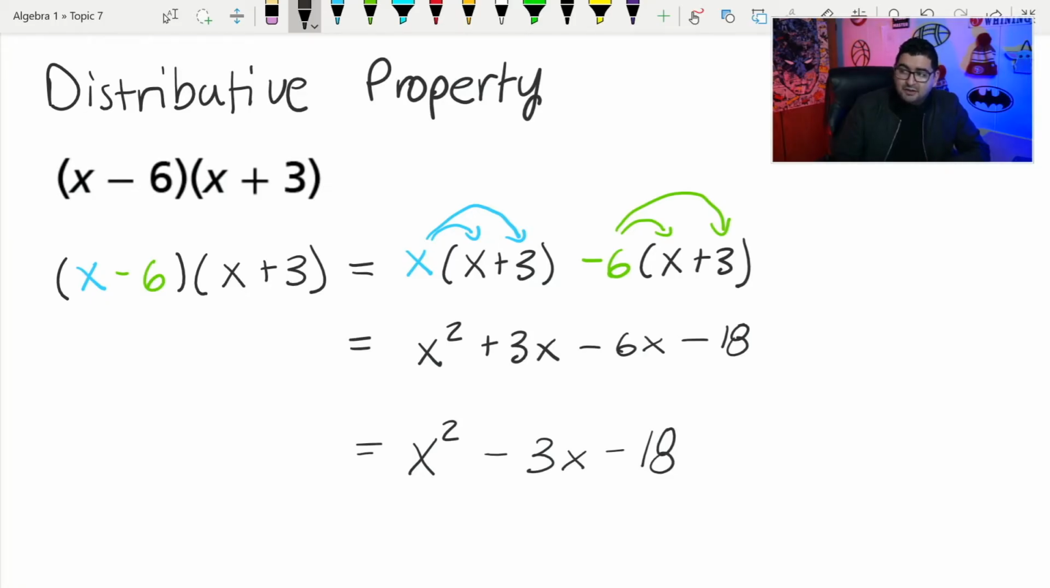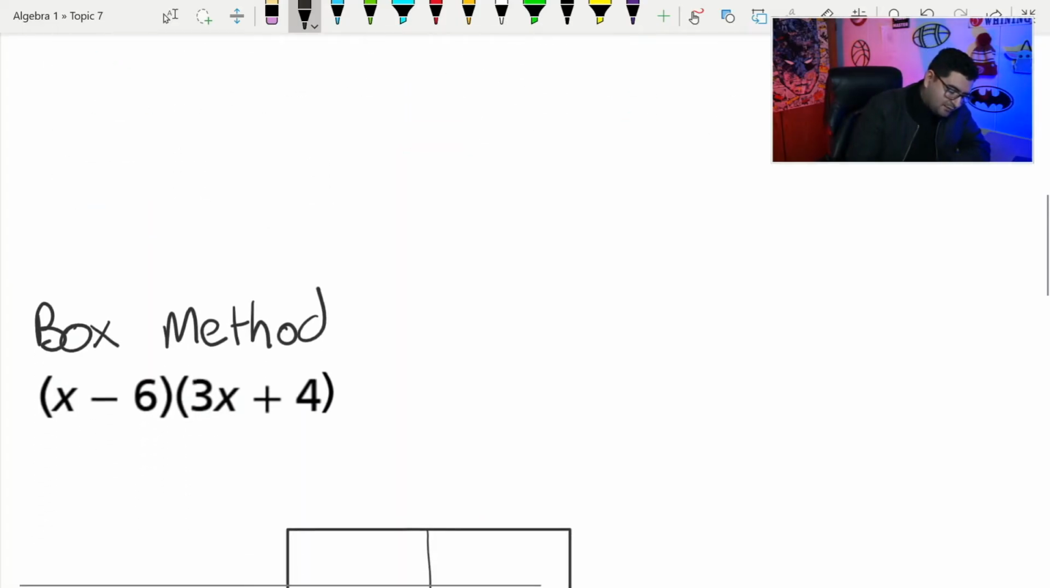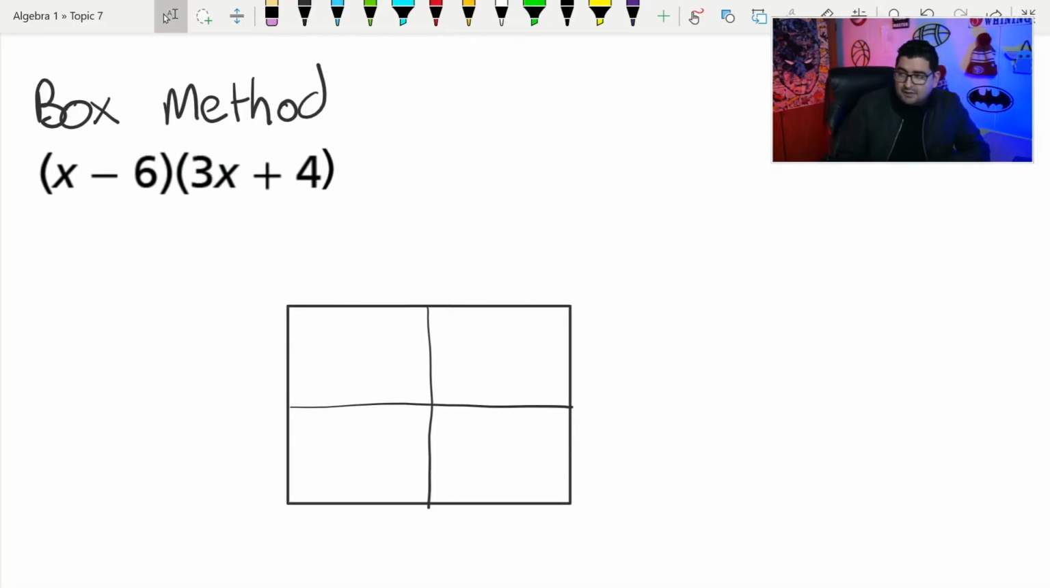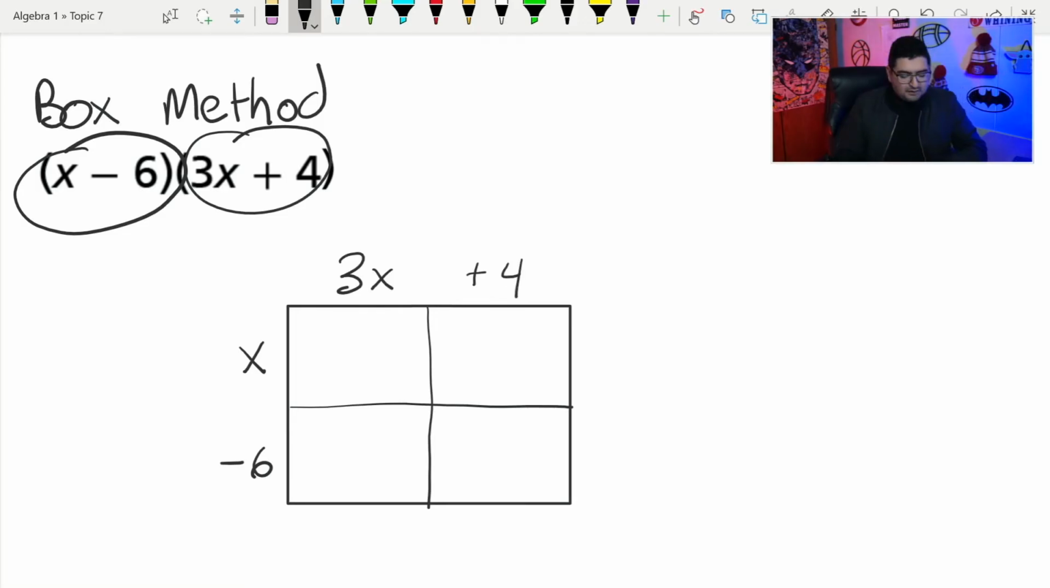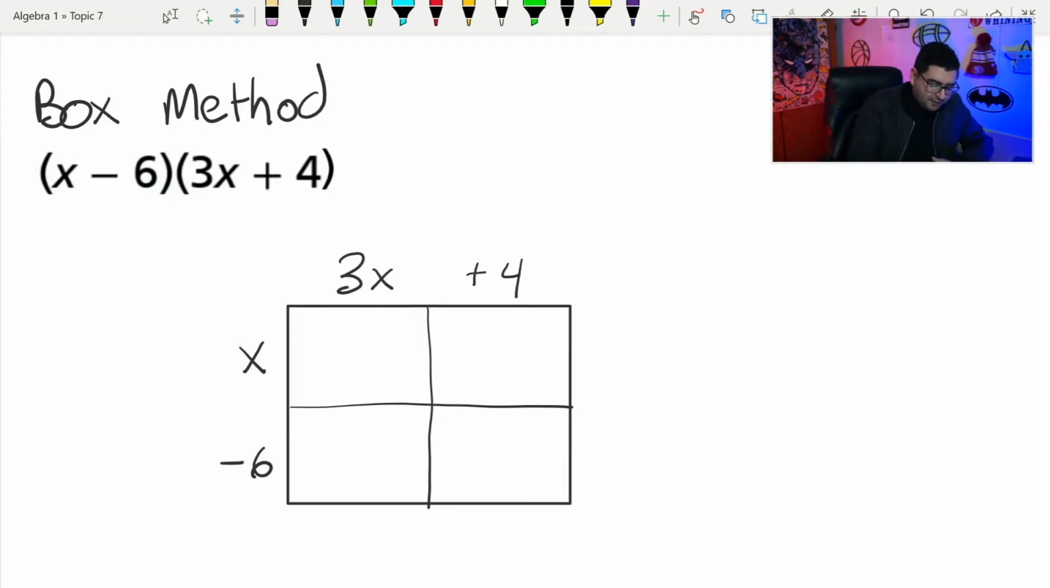Okay, so now let's take a look at the box method. The box method might help some of you that are more of a visual learner. We use this box here to help set up how we're going to multiply. What we do is we take this first binomial, x minus 6, and put the x minus 6 along the side, and I'm going to put 3x plus 4, the 3x and the positive 4, along the top. And basically, each of these boxes tells me what I need to multiply in order to get what's inside it.